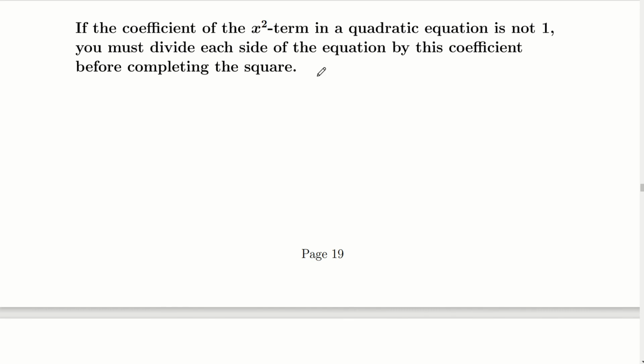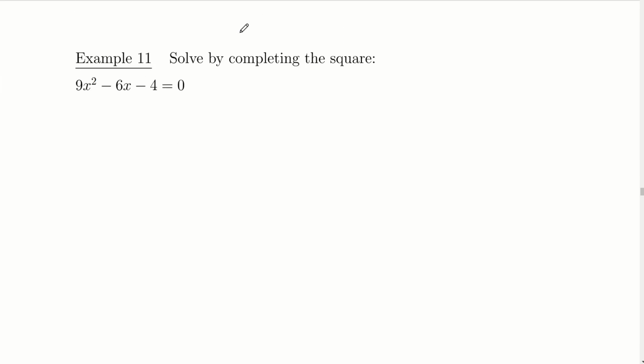We can also solve this if the coefficient of the x squared isn't 1 by simply dividing every single term in the equation by that leading coefficient a. Let's take a look at example 11. Let's solve by completing the square. The first step is, again, we want to isolate the x terms on the left side. So we're going to add 4 to both sides. We would have 9x squared minus 6x equals positive 4.